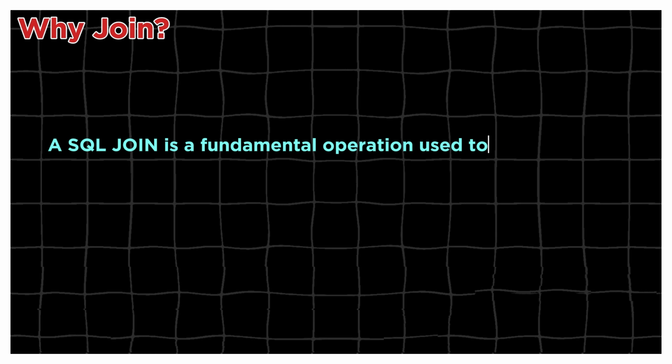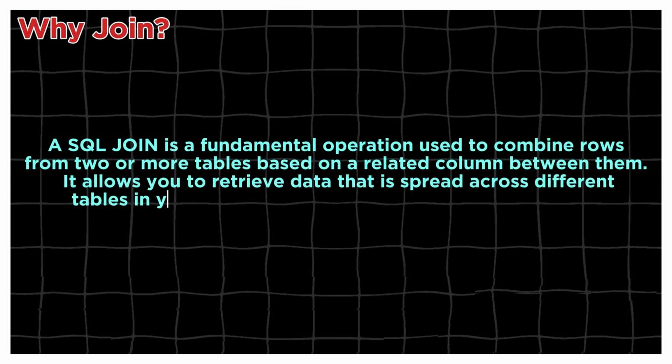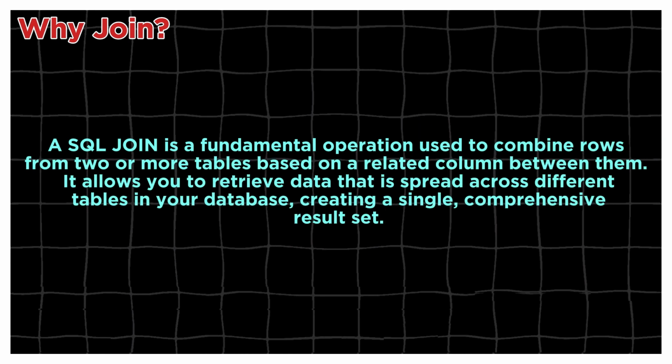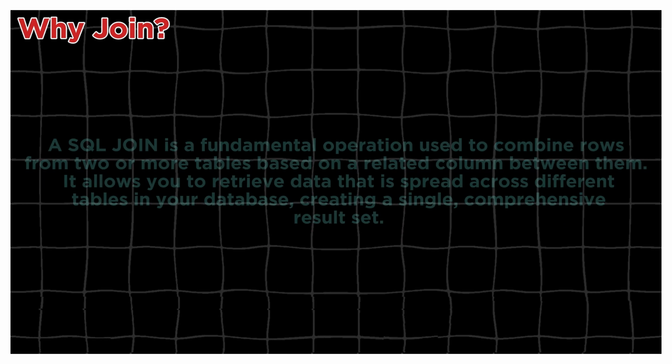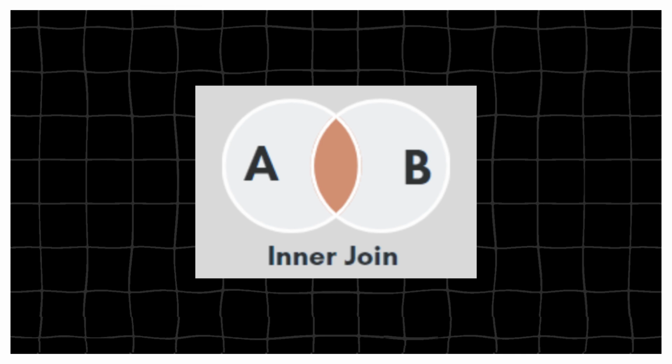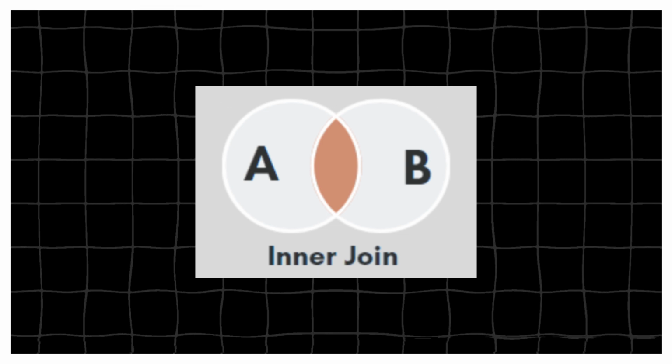Now let's talk about why we use the join command. A join clause is used to combine rows from two or more tables based on the related columns between them. So let's talk about inner join with the example of this Venn diagram. Table A and B, it returns only the rows that have matching values.